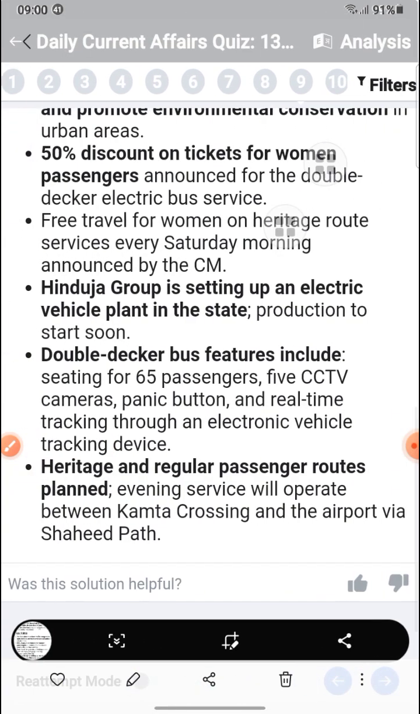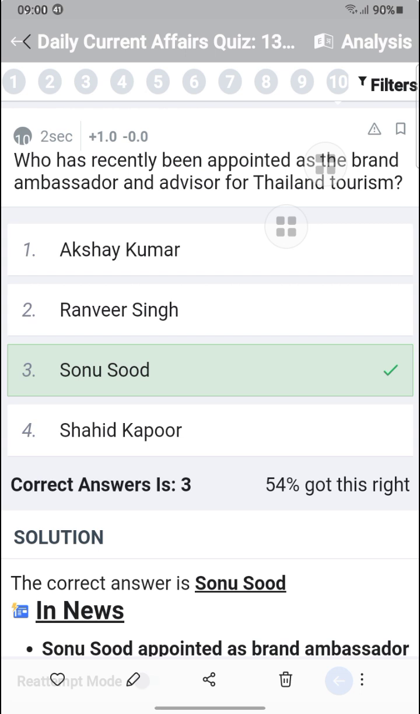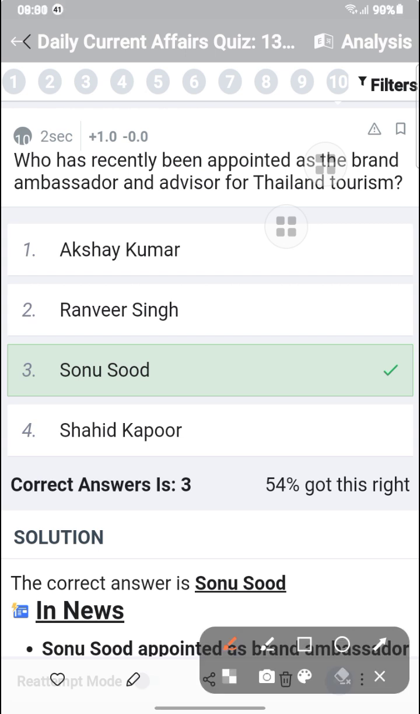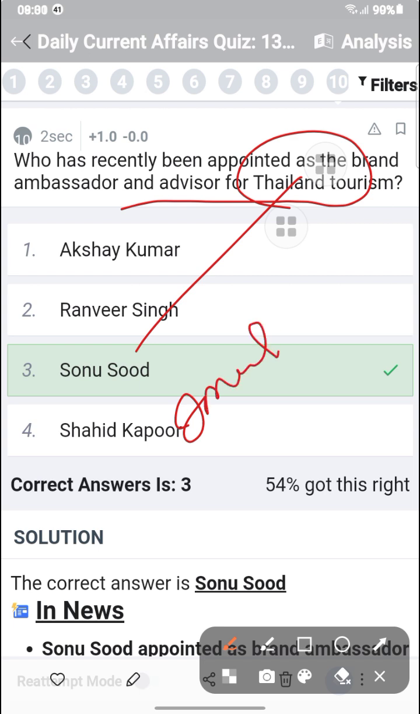Next, who was recently appointed brand ambassador of Thailand tourism? That was Sonu Sood.